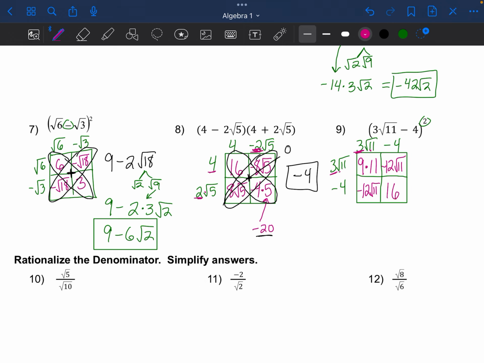Going through and combining our like terms, right? Keeping in mind that that piece right there is 99. So combining on our diagonal, 99 plus 16 is 115. Yep, I'm going with it. 115. Then negative 12 square root of 11 plus negative 12 square root of 11 is negative 24 square root of 11. Since they have the same sign here, they're not going to cancel like the last one.